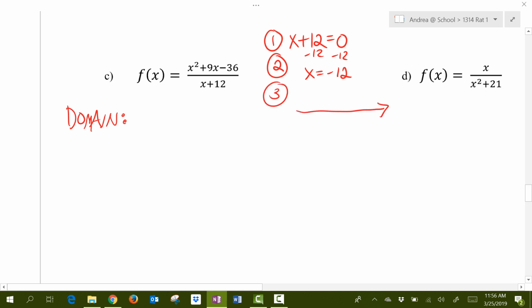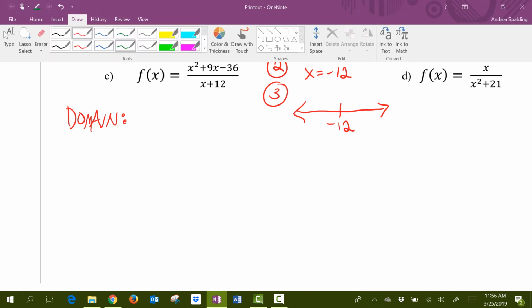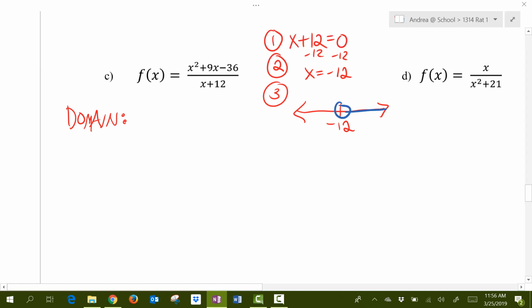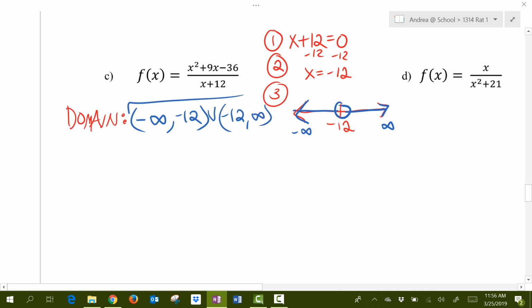We will draw our real number line, put negative 12 on our real number line, put an open circle at negative 12, and then highlight the rest of the number line. So our domain will be all of the x values that we highlighted on the number line. So from negative infinity all the way to negative 12, and then again from negative 12 to positive infinity, with a union symbol in between.